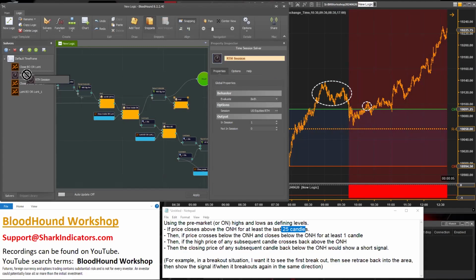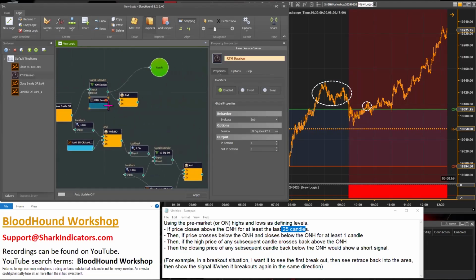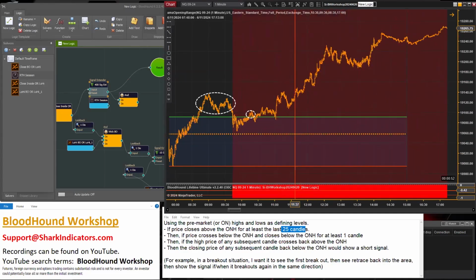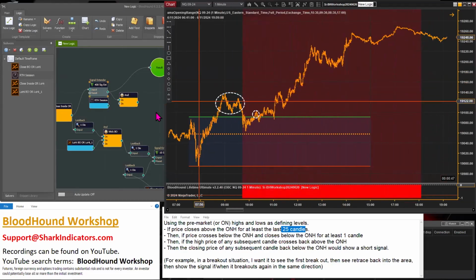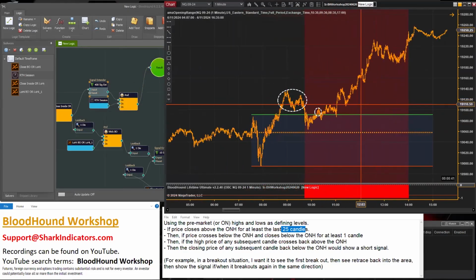And again, I'm going to grab this RTH solver there, right? Because I have the signal extender of the first breakout extending out there for 400 bars. So I want to limit that to the RTH. There we go. First breakout, and then it ends at the end of the day.